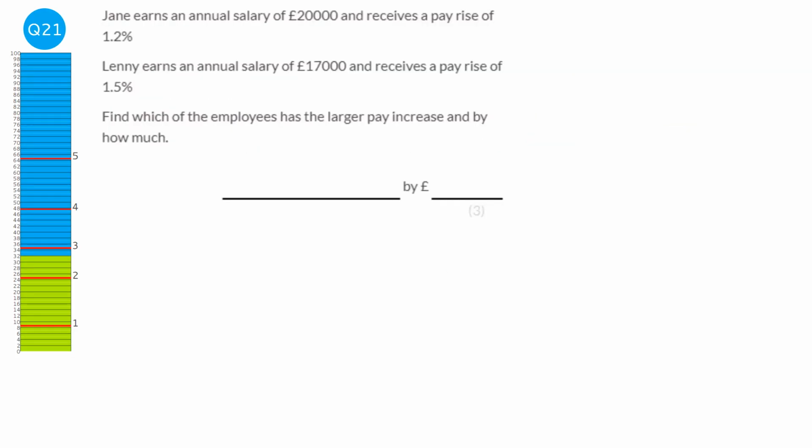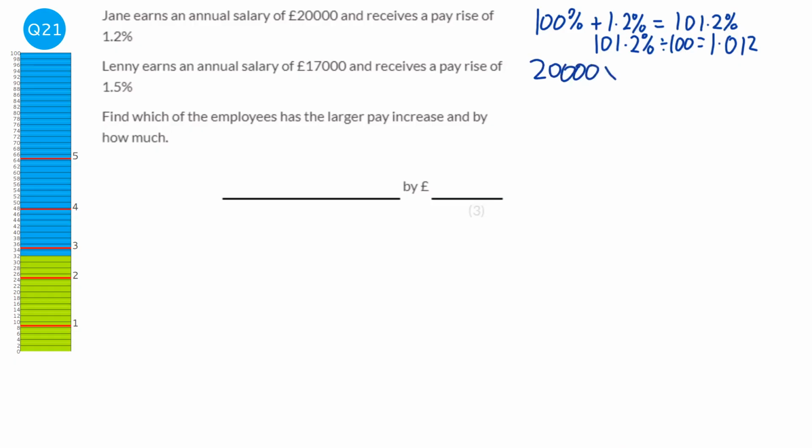So firstly, we're going to work out what the percentage increases are as a multiplier. So we start off with 100%. Jane has a 1.2% pay rise, and so that would be 101.2%, and we divide that by 100 to make it a multiplier. So the multiplier is 1.012. So we get the 20,000 times it by 1.012, and that gives us 240. Next we do the same for Lenny, so that is Jane.